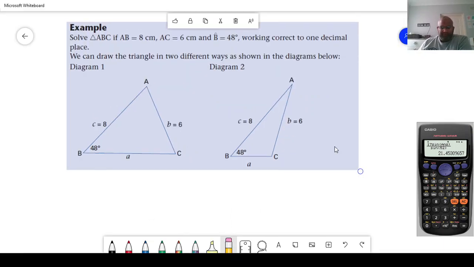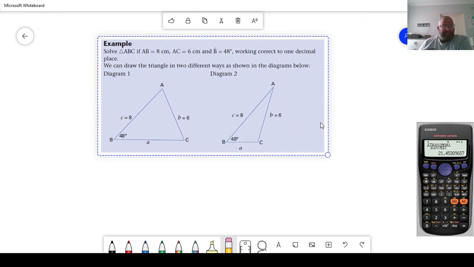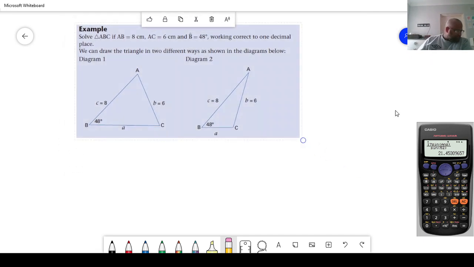Okay, so we are told this is the example on page 344. We are told to solve triangle ABC. That means to calculate all the unknown angles and all the unknown sides.